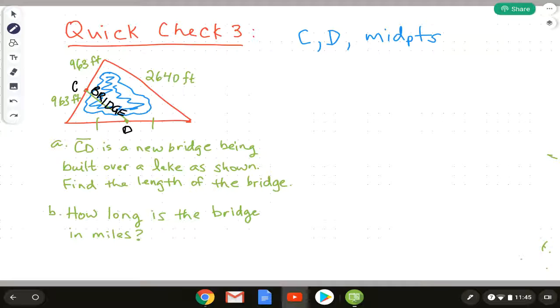So what they're asking me is to find the length of the bridge from C to D. So it will be half the length of the side that's opposite it, which is labeled as 2,640 feet. So that's going to equal 1,320 feet. All right, that's part A. Part B asks, how long is the bridge in miles? So how would you figure that out? If the bridge is 1,320 feet, how do we figure out how much the length is in miles?